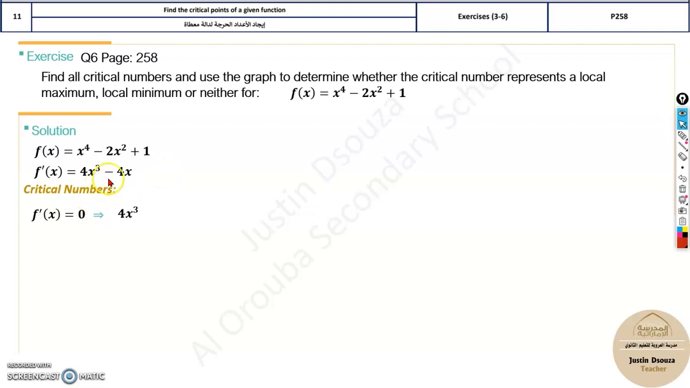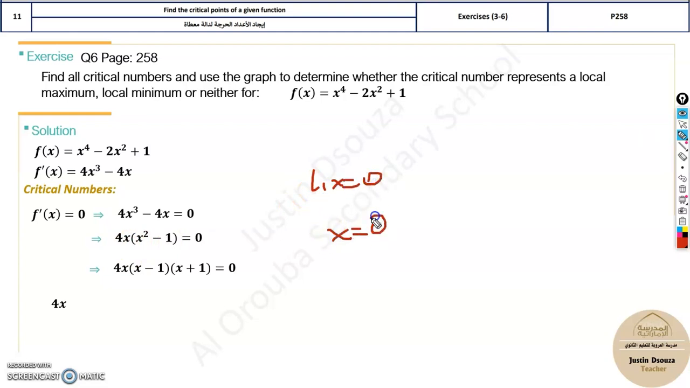It's simple anyways. You can take 4x common out and you will remain with x squared minus 1 equal to 0. Now if you equate both these terms to 0, you will get the answer. But yes, you can directly equate it. So f dash x equal to 0 means x is 0, okay, for the first one.